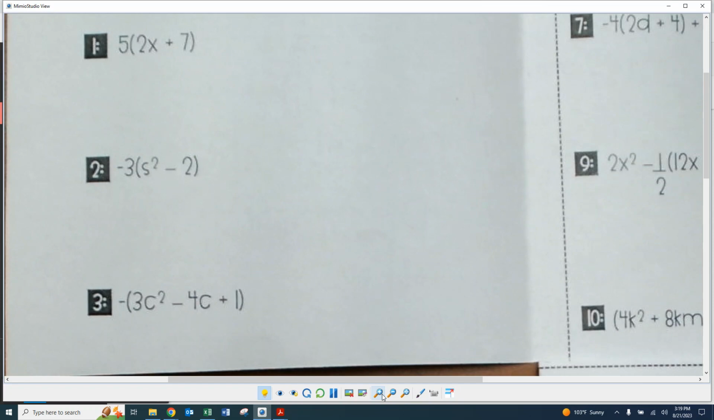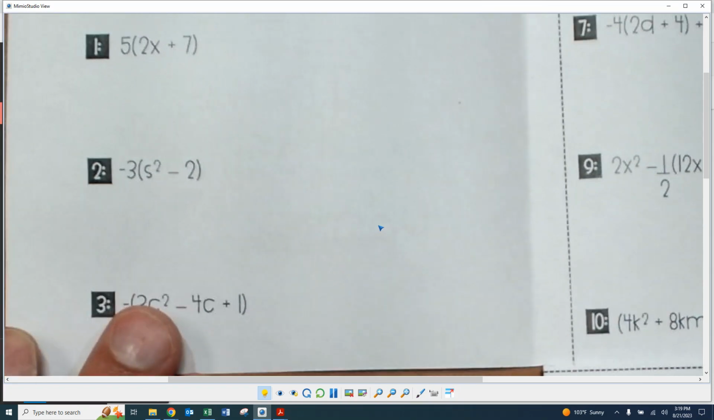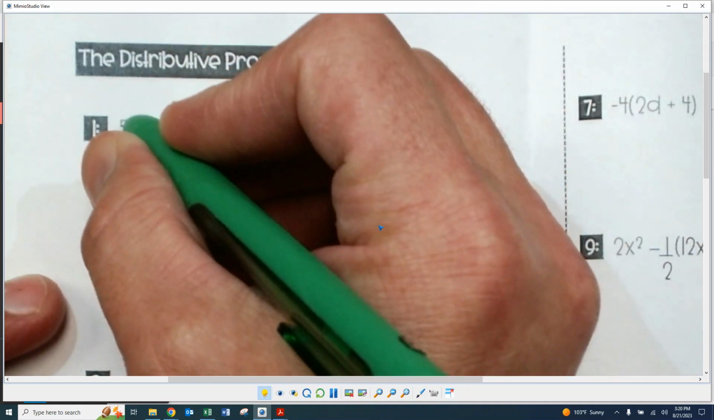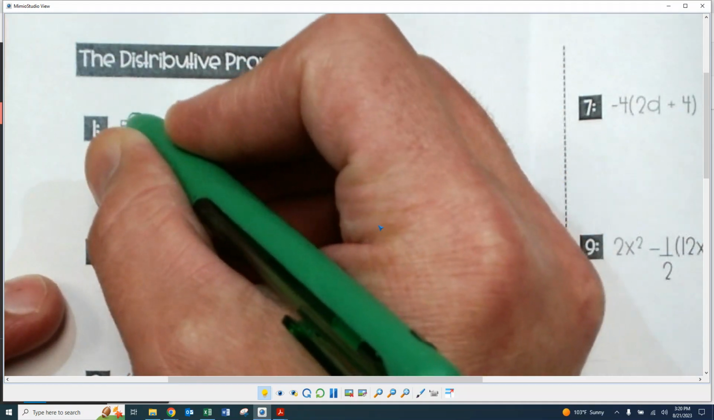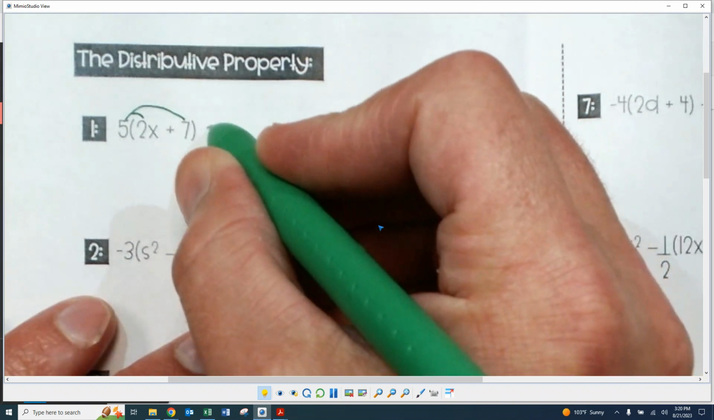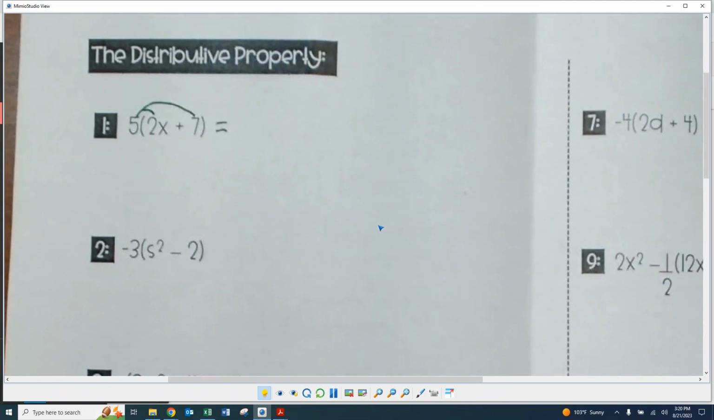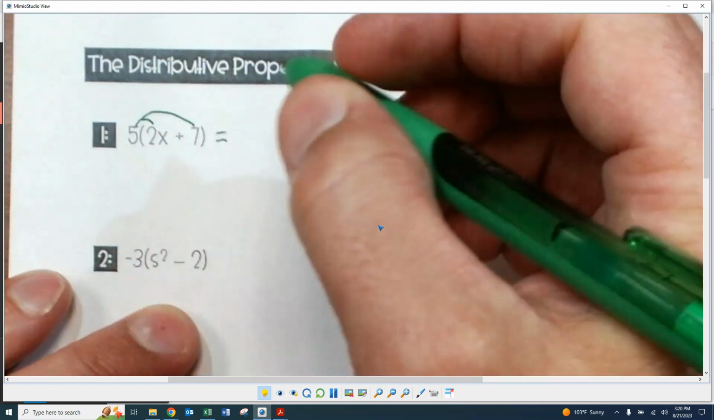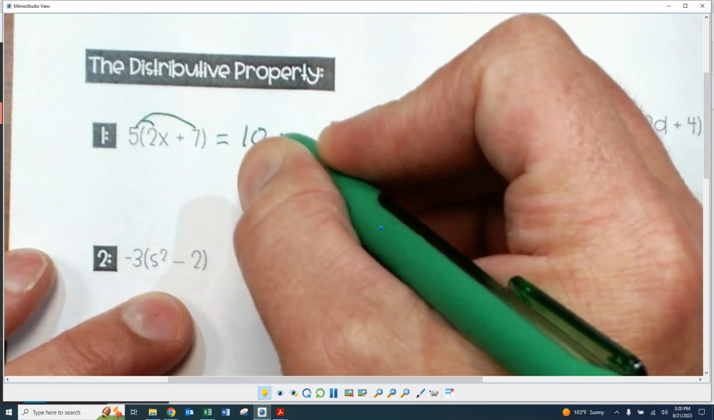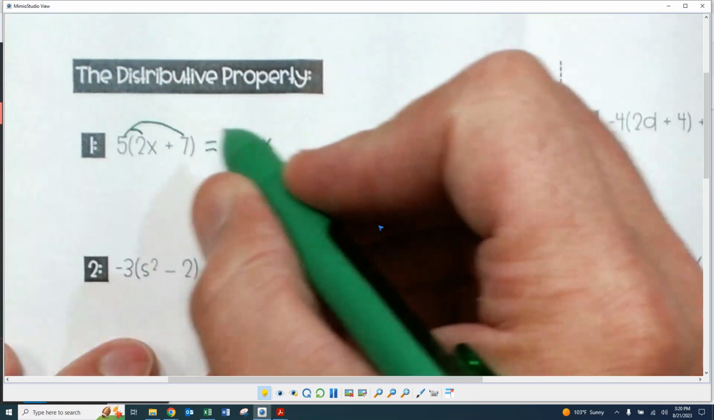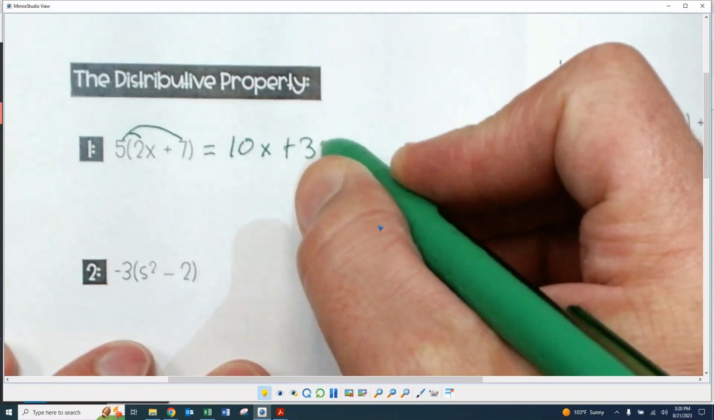Let me show you. I'm trying to make this bigger. There we go. So remember the distributive property, how we operate the distributive property is we distribute using multiplication the constant out front to the terms inside the expression and inside the parentheses. So we use multiplication. 5 times 2x. 5 times 2 is 10. The x just comes along with. And the 5 times 7, that's 35.